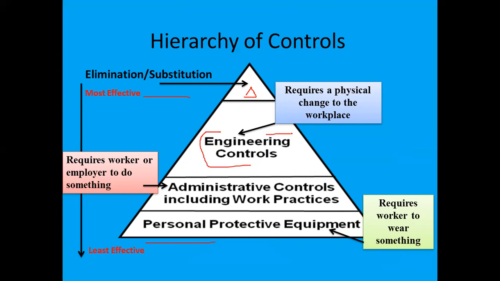It requires a physical change of the workplace. So if they are facing any health problems, we have to change the location of the workplace. Third one is administrative controls, including the work practices. Requires worker or employer to do something.